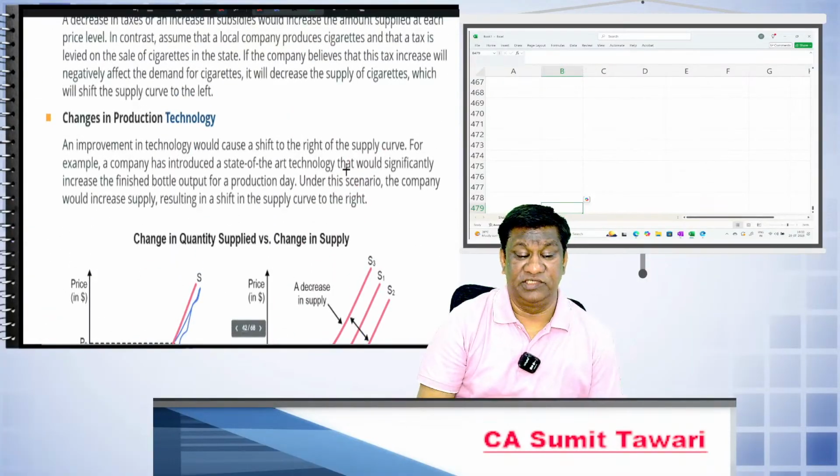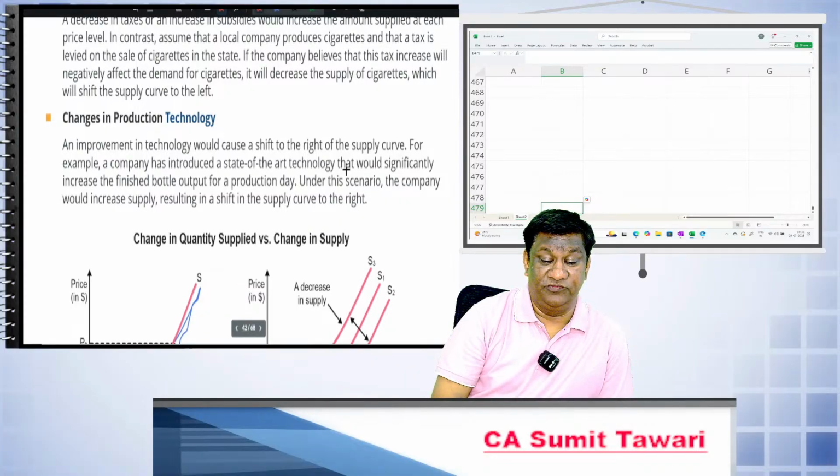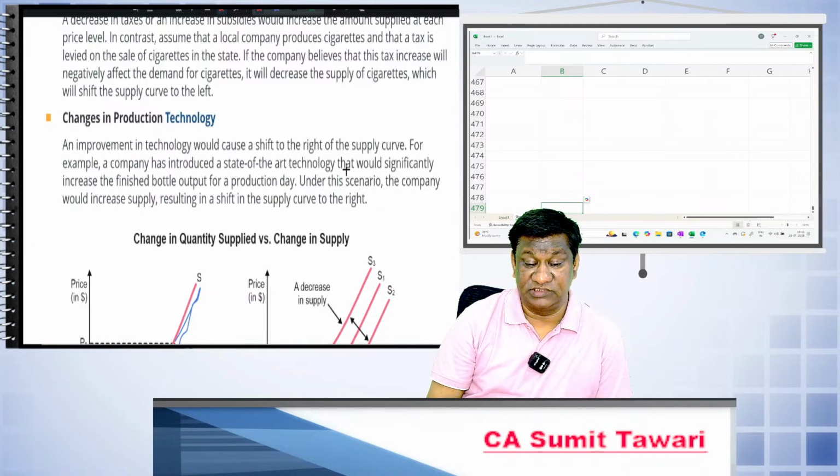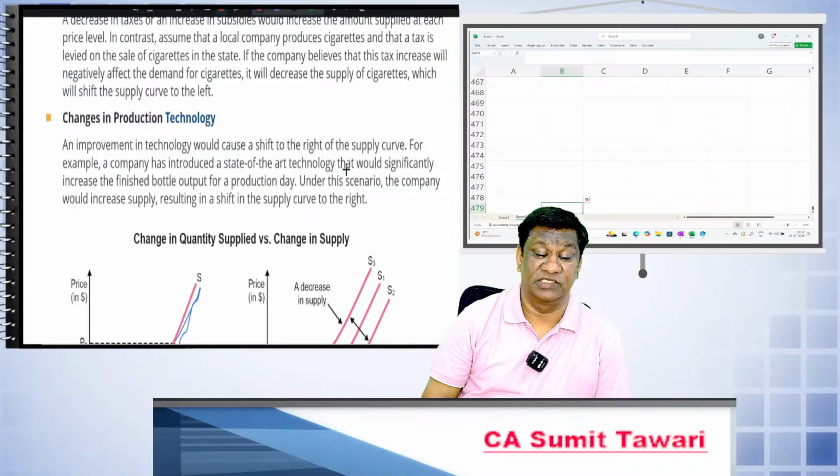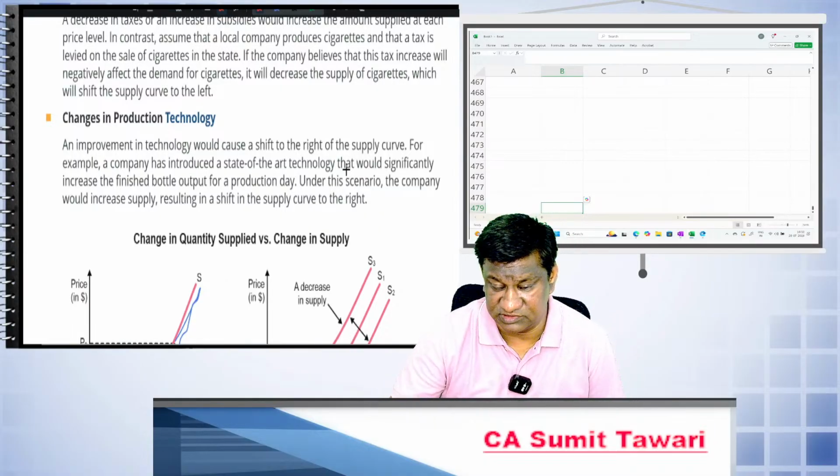Changes in production technology. An improvement in technology would cause a shift of the supply curve to the right. For example, a company has introduced a state-of-the-art technology that would significantly increase the finished bottle output for a production day. Under this scenario, the company would increase supply, resulting in a shift in the supply curve.